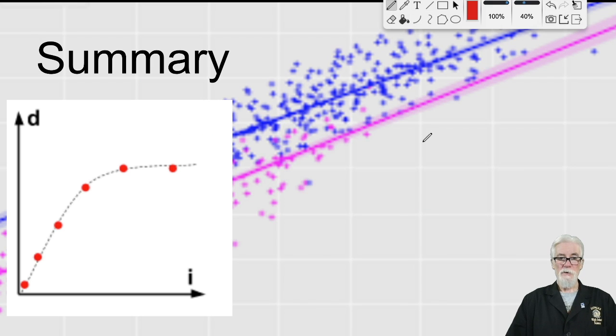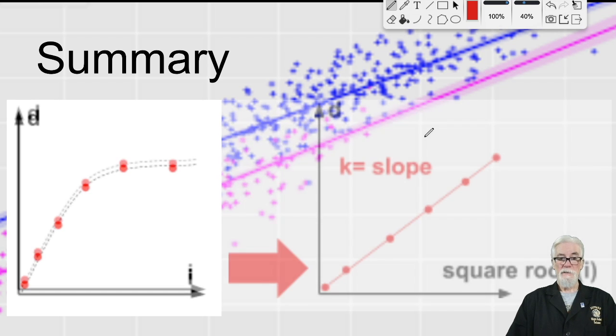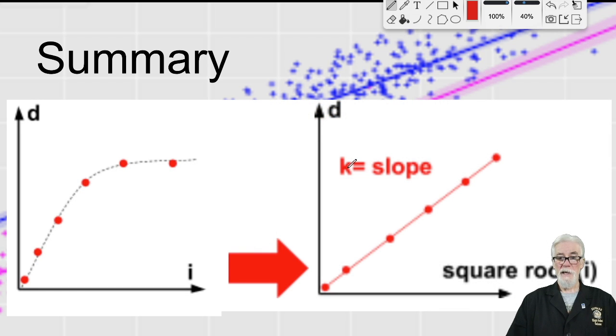So let's summarize. If you have a scatter plot that looks like this, you might try to take the square root of the independent axis variable and replot. If that gives you a straight line, the slope of that line is a constant that relates the dependent variable to the square root of the independent variable.